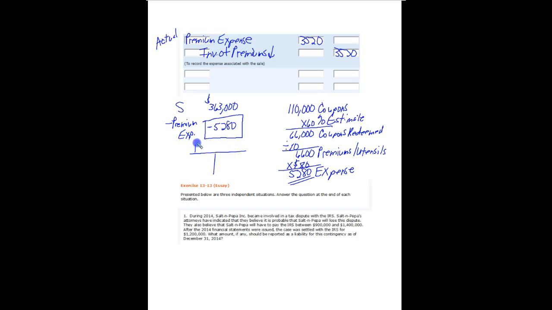Okay, so that needs to be the total expense. And if I look at premium expense right now, we have 3,520 in the account. We want the account to have a balance of 5,280. So I need to increase it 1,760.